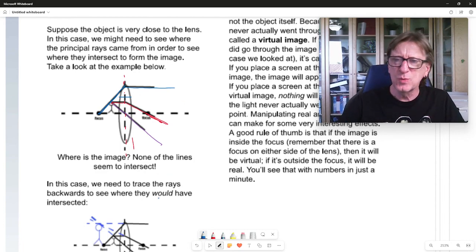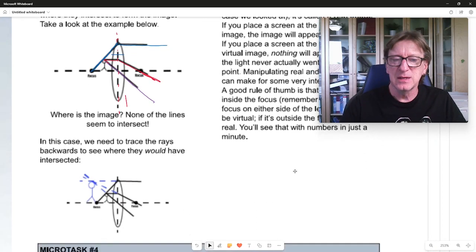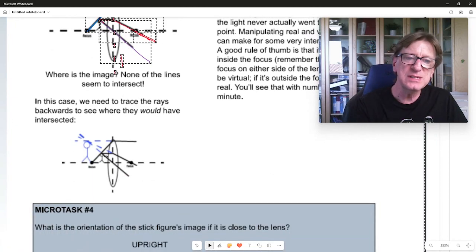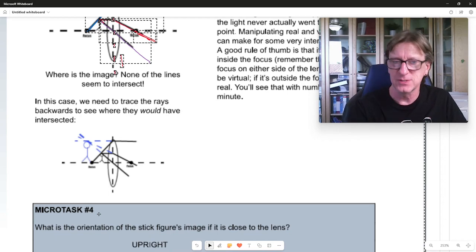Okay, so where's the image? And that seems kind of weird, right? Because they don't intersect. So does that mean I don't see an image at all? Well, actually, what we have to do in this case is we trace these rays back to where they would have intersected. And that's what we're showing you here.